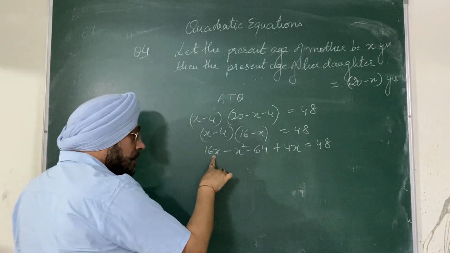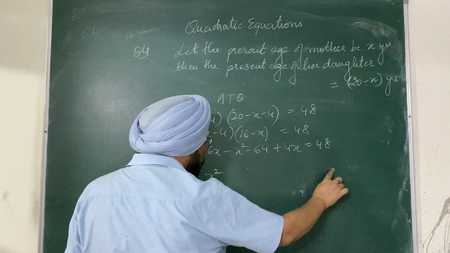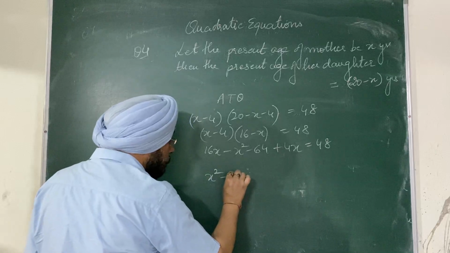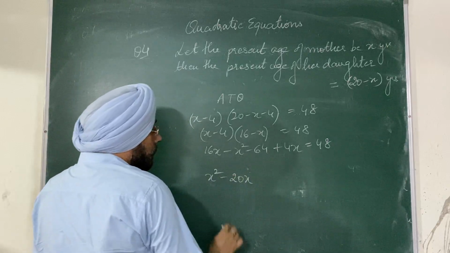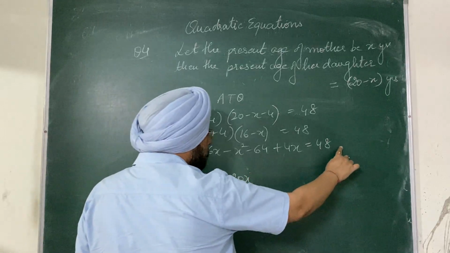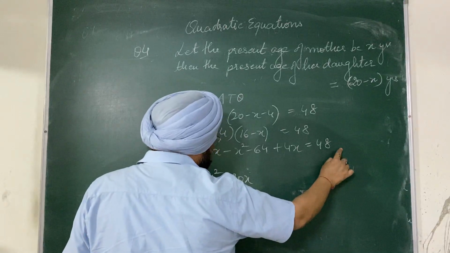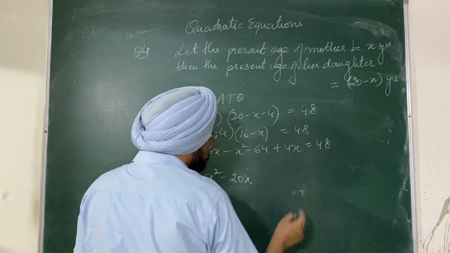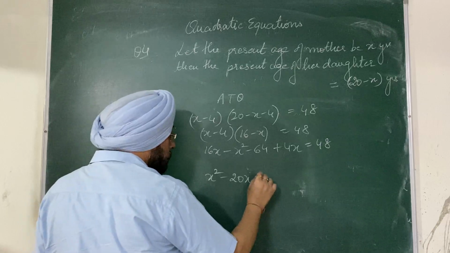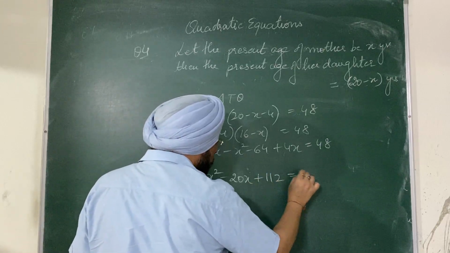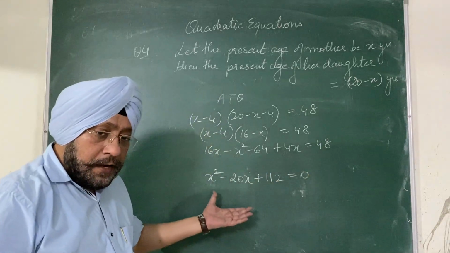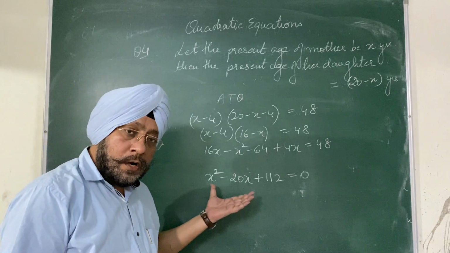4x plus 16x, that is 20x. If we bring this 20x to right hand side, that becomes minus 20x. Minus 64 becomes plus 64. So 64 plus 48, that becomes 112. So you can see we get the simple quadratic equation.